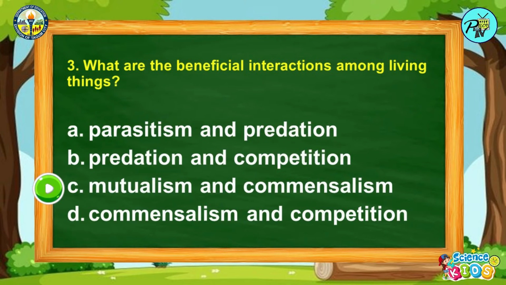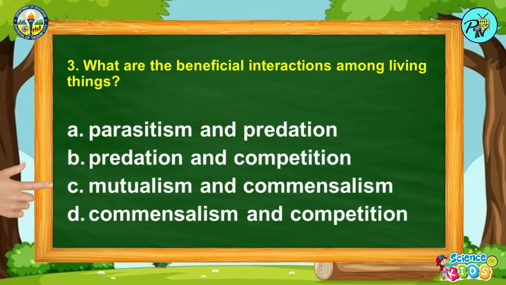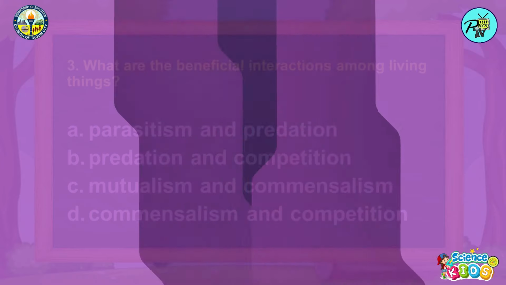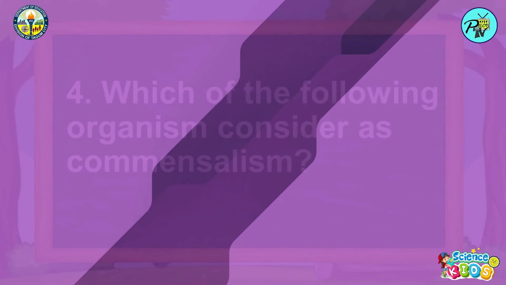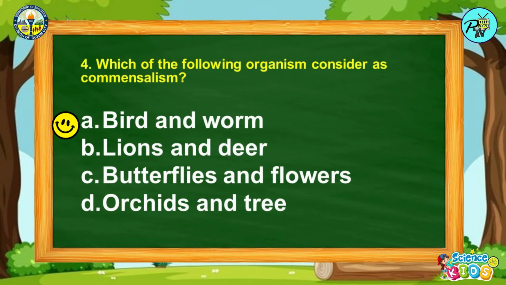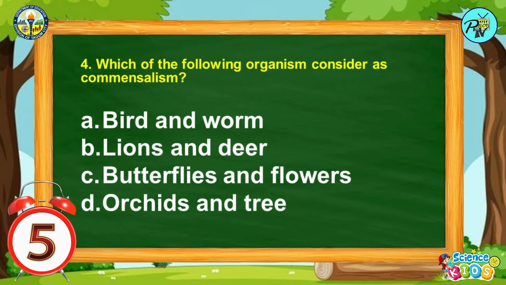Time is up! Now let's check your answer. The correct answer is letter C. Mutualism and commensalism. Number 4. Which of the following organisms is considered as commensalism? A. Bird and worm. B. Lions and deer. C. Butterflies and flower. D. Orchids and tree.